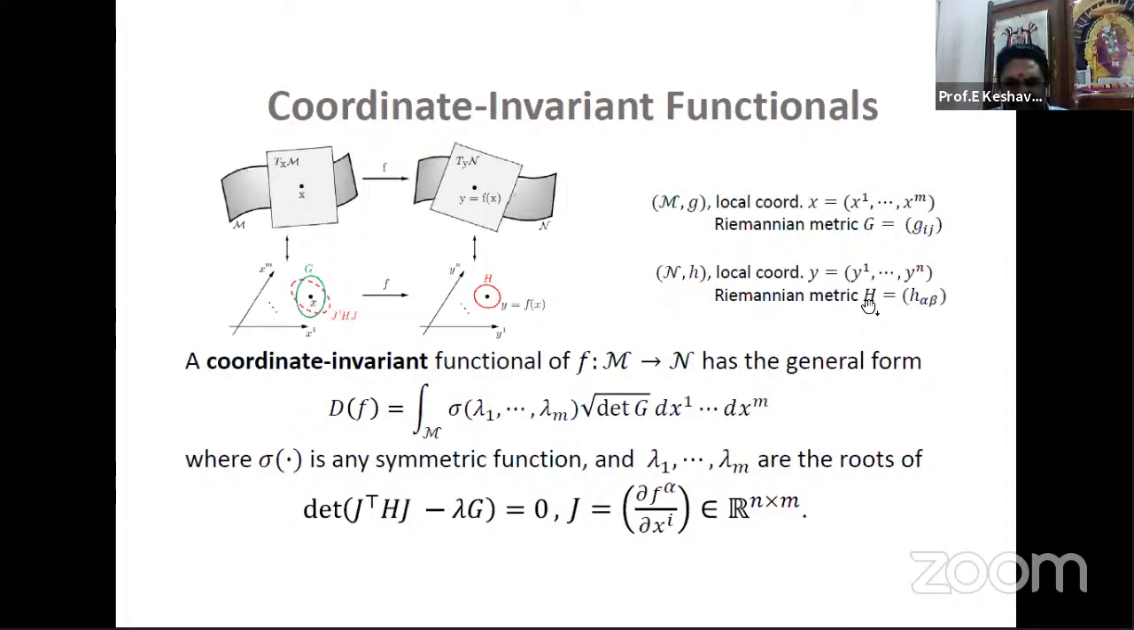A coordinate invariant functional of a function f from M to N has a general form like this, where sigma is any symmetric function, and lambda 1, lambda 2, and so on, lambda m are the roots. So this is the formula for how we see the invariant functionals mathematically.